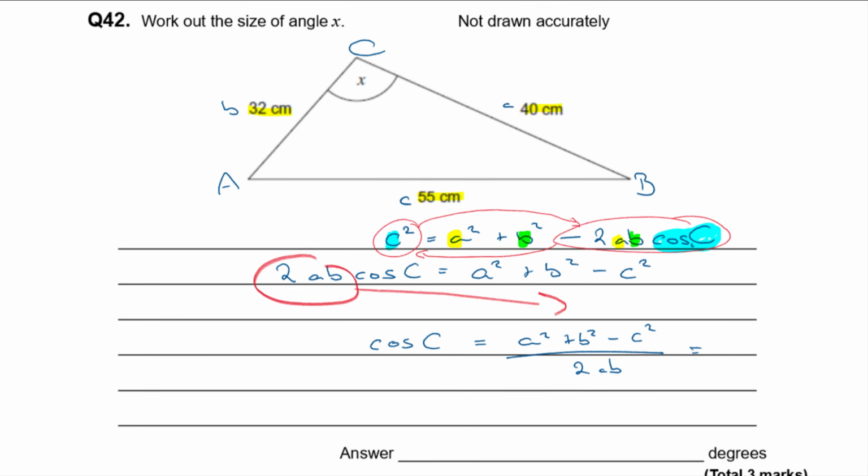Okay, so I already labelled up my triangle ABC, so it should be a little bit easier to sub in.